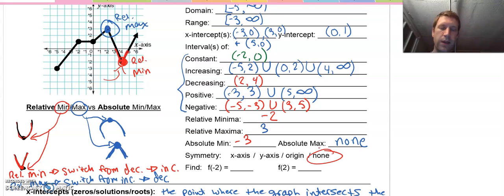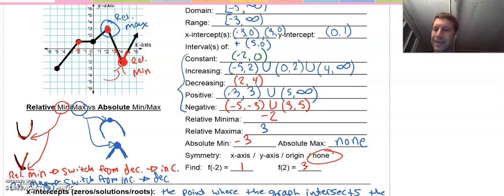This has no symmetry. Okay, I can't flip it over the x-axis or y-axis. It doesn't work around the origin where we spin it, like we put a pin in the origin and spin. That doesn't work. We'll talk more about that when we get to odd functions. And then f of -2, go over to -2, go up or down till you hit your curve. My output would be 1. F of 2, go over to an x value of 2, go up until you hit your curve. That would be an output of 3.